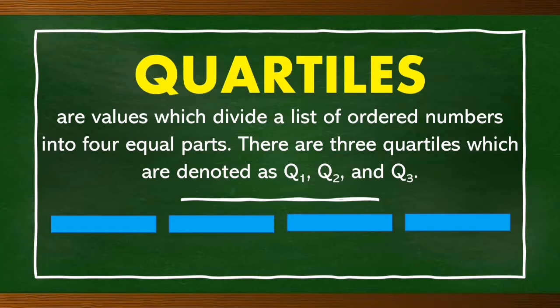Very good! Q sub 1 is what we call the first quartile, which is found on this part. Q sub 2 is what we call the second quartile, which is found at the middle part. And Q sub 3 is what we call the third quartile, which is found in this part.